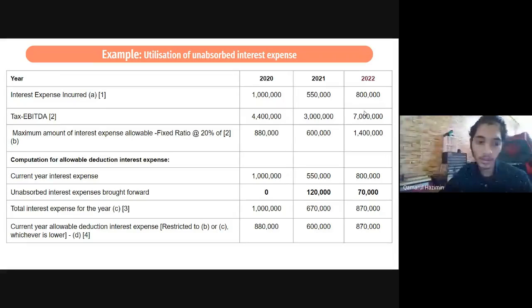Okay, now on 2022, the maximum amount of allowable deduction is 1.4 million, which is higher than the total interest for the year after adding all the brought forward interest expenses. So the current year allowable deduction is 870,000. That means that in 2022, they have fully utilized the amount of excess interest. Okay, next slide.